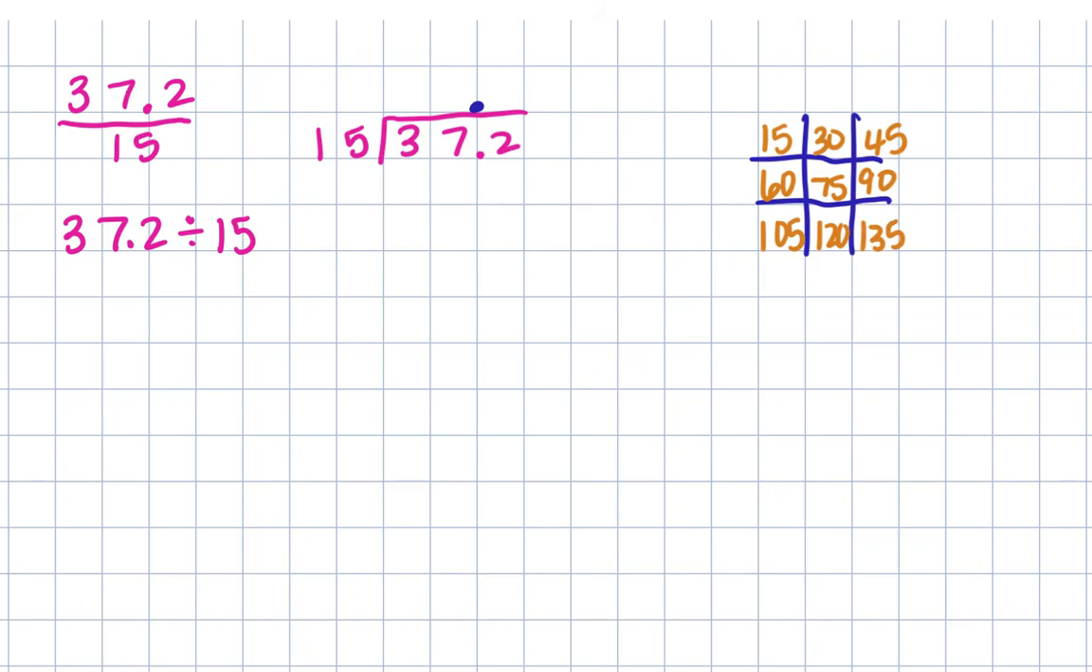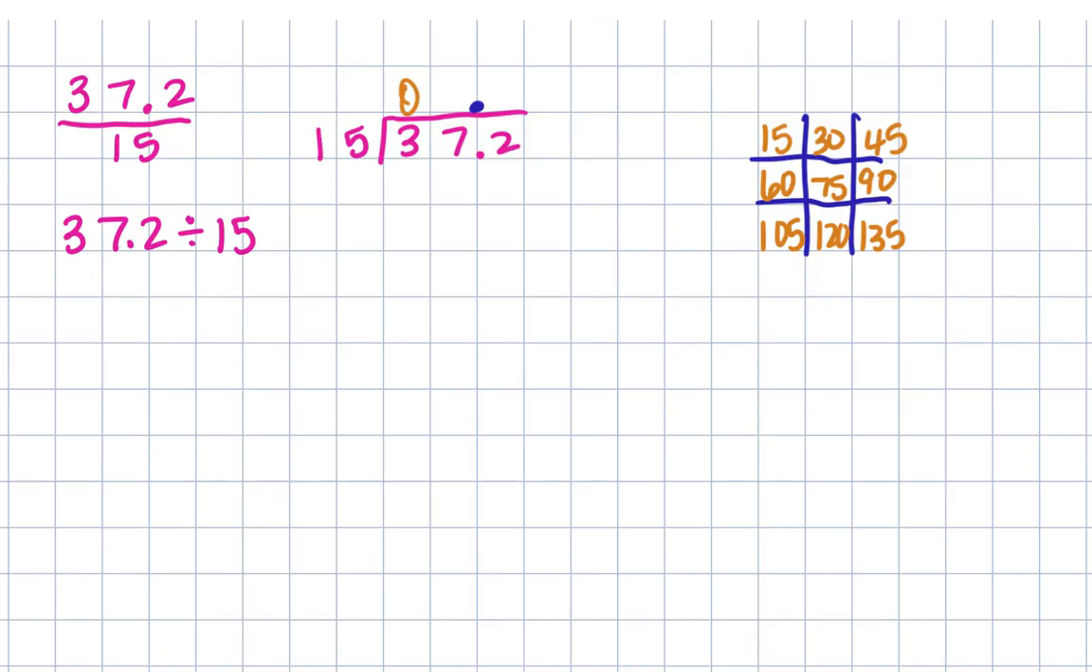So I'm looking at 15 does not go into 3. So I put a 0 there. It is so important to make sure you have 1 digit above every digit. This is where you've got to be really careful that you're lining up. That's why I've got this on graph paper.